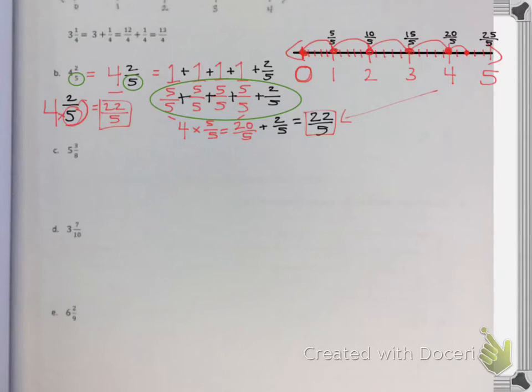Cool. So our answer can either be 22/5, or it can be 4 whole and 2/5. Whatever you want here. It's the same answer. 22/5 and 4 whole and 2/5. So same thing. Okay, so that's our first problem.